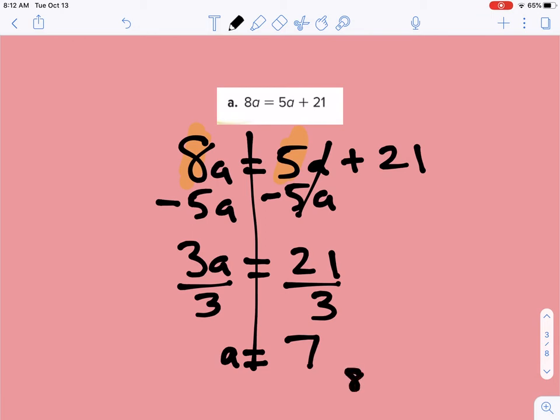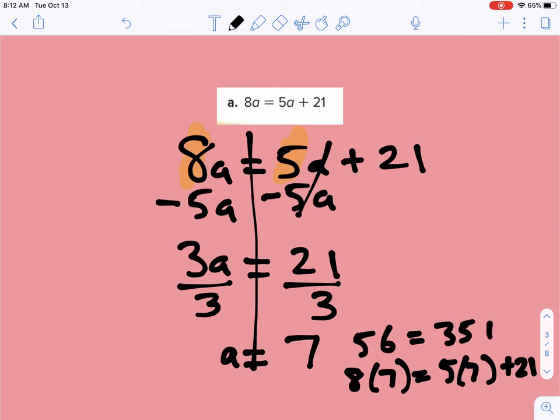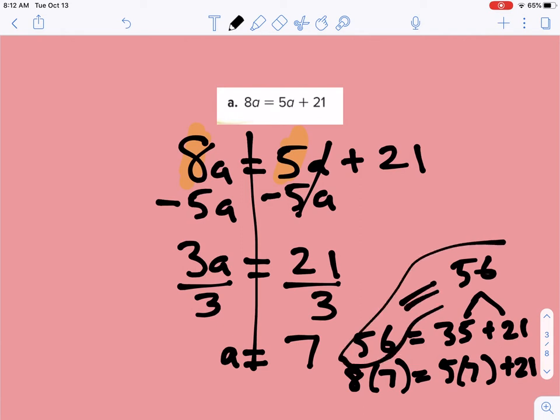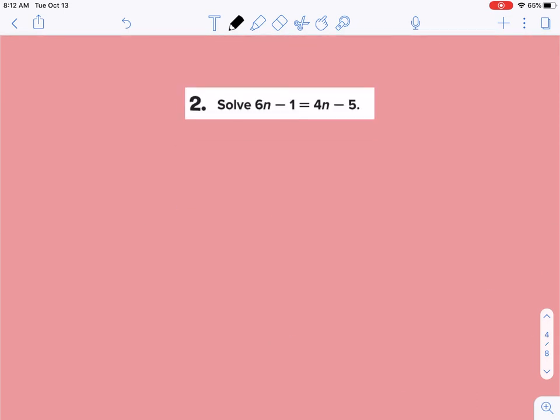Well, if we have 8 times 7 equals 5 times 7 plus 21. Well, 8 times 7 is 56. I'm just going to work on top here, work kind of backwards. 35 plus 21, and then 35 plus 21 is 56. And these two are equal to each other, which means that we're good. All right, let's look at a new kind of problem, but using the same concepts.